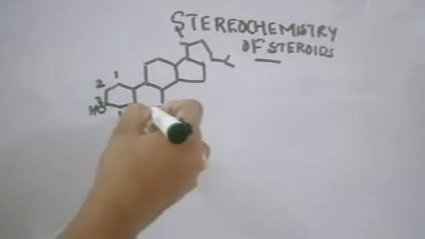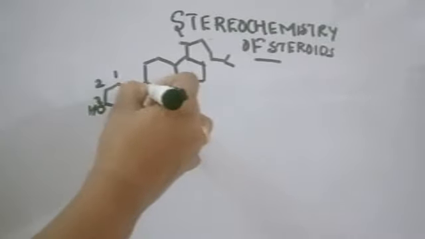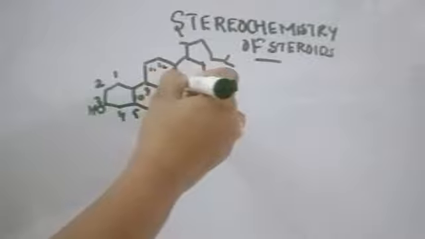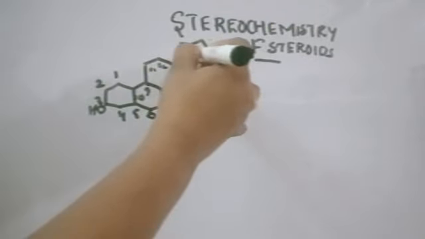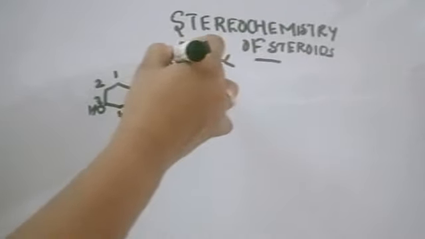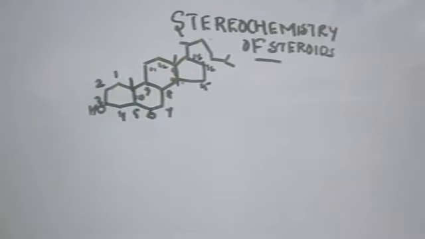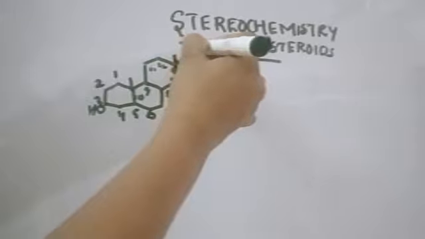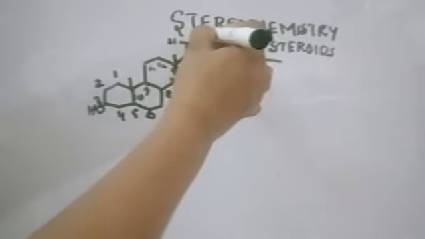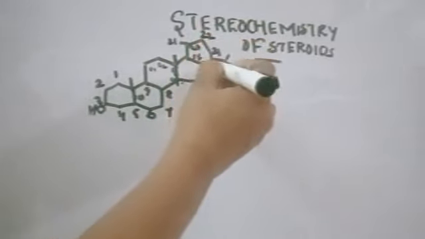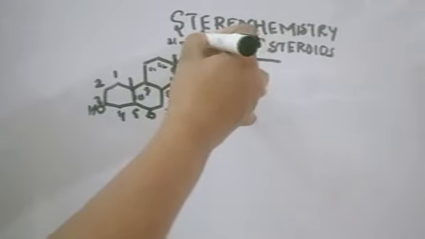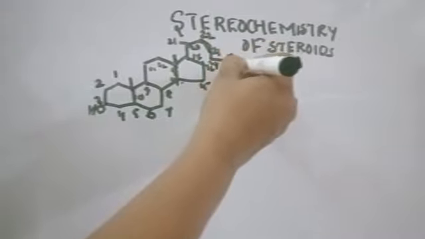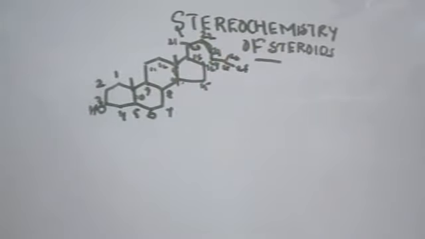Then again moving through 6, 7, 8, 9, 10, 11, 12, 13, 14, 15, 16 and coming to 17. We know 18 and 19 indicate the angular methyl groups, and then 20 is here, then 21, and 22, 23, 24, 25, 26 and 27 come like this. This is the numbering in the case of a sterol.